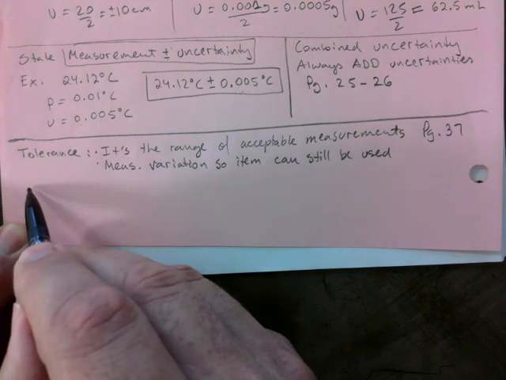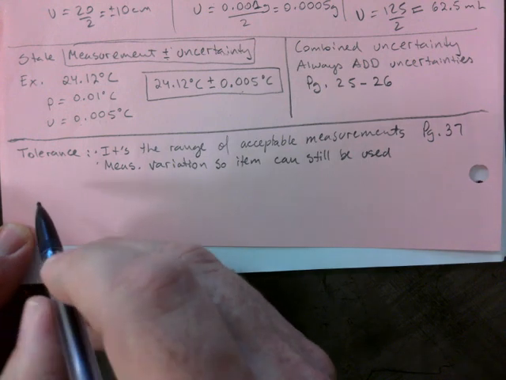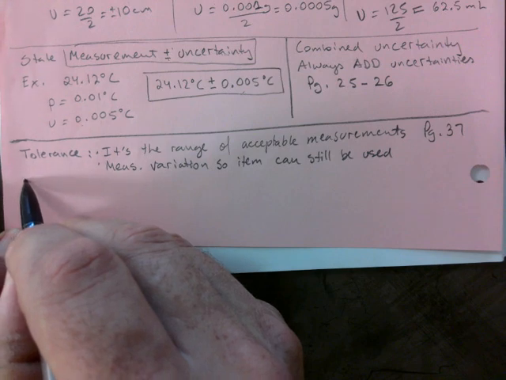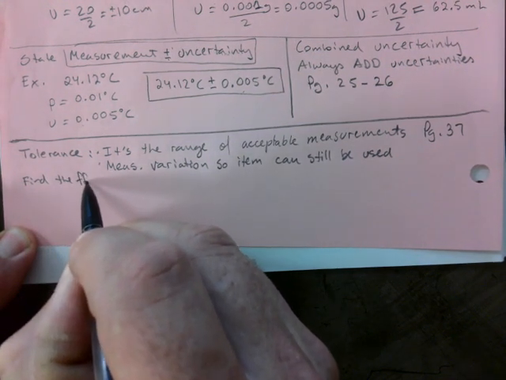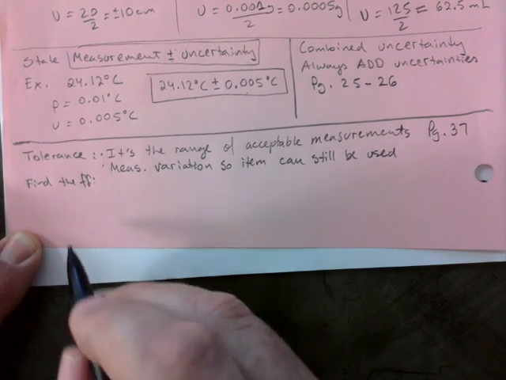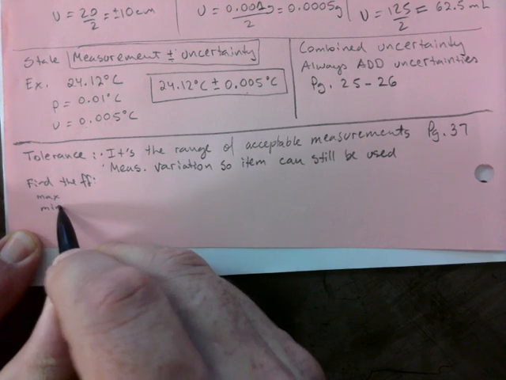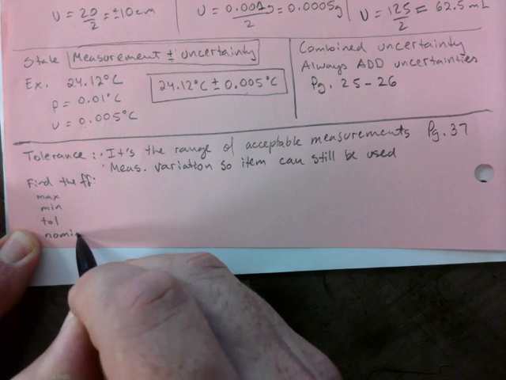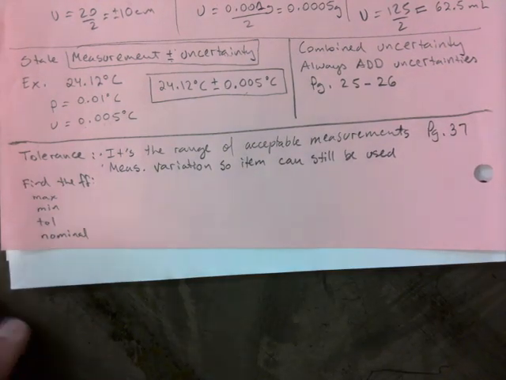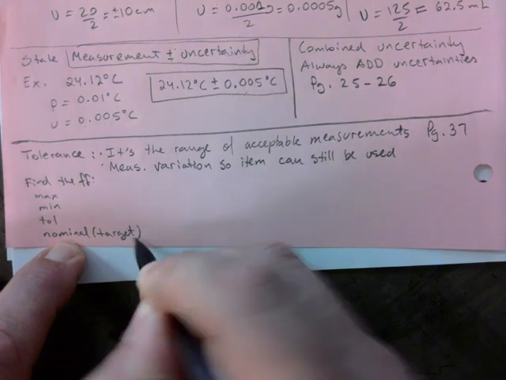I will say this. I'm trying to help you, okay? That's what I'm thinking here. Find the following. FF is following, okay? That's short for following. You want to find the max, the min, the tolerance, and the nominal. Nominal is also known as what you're aiming for, or the target.